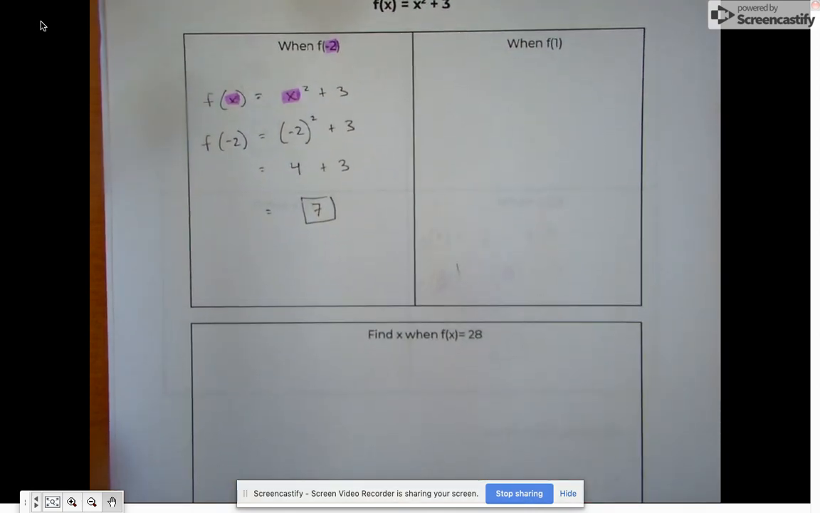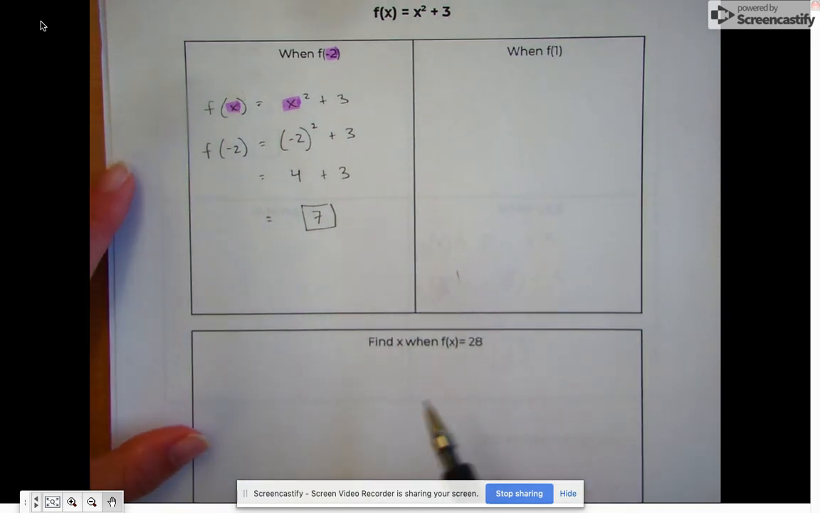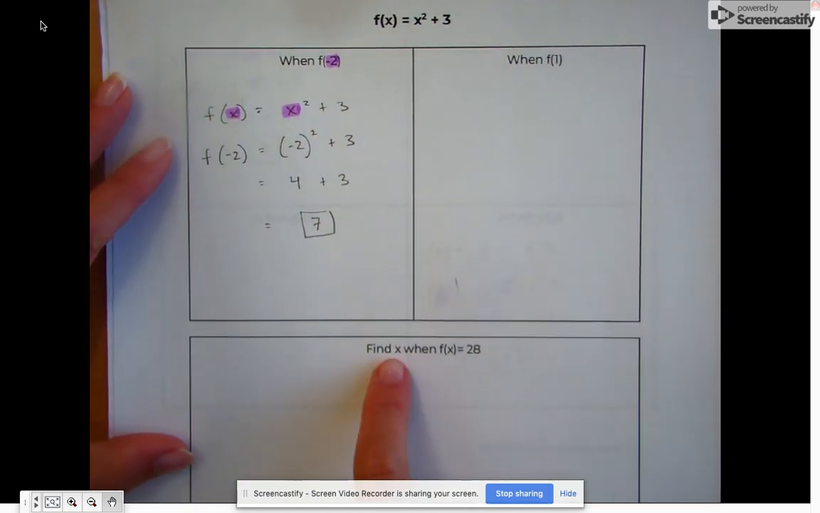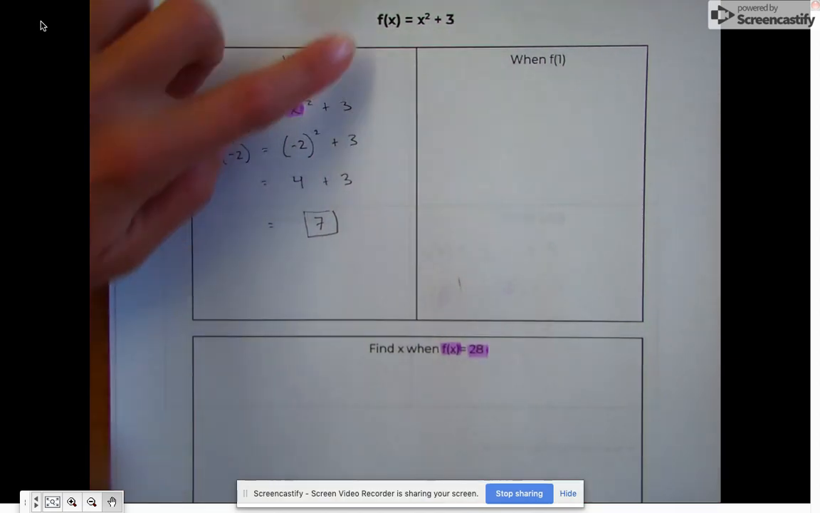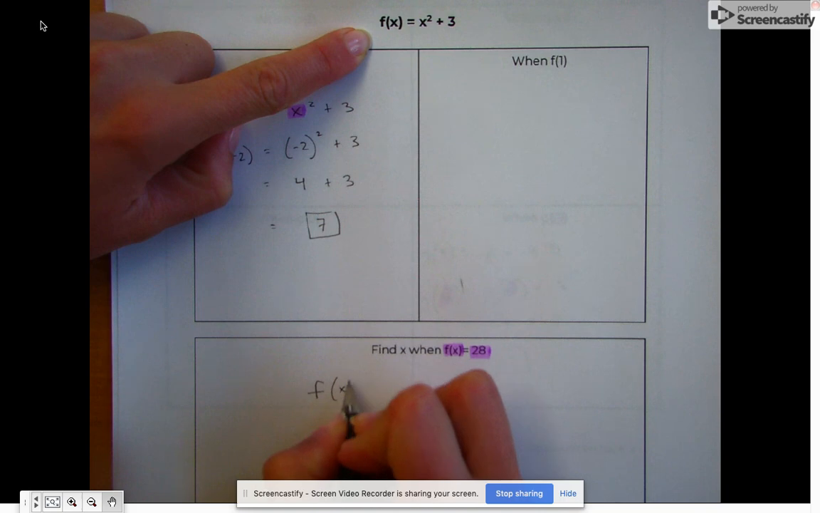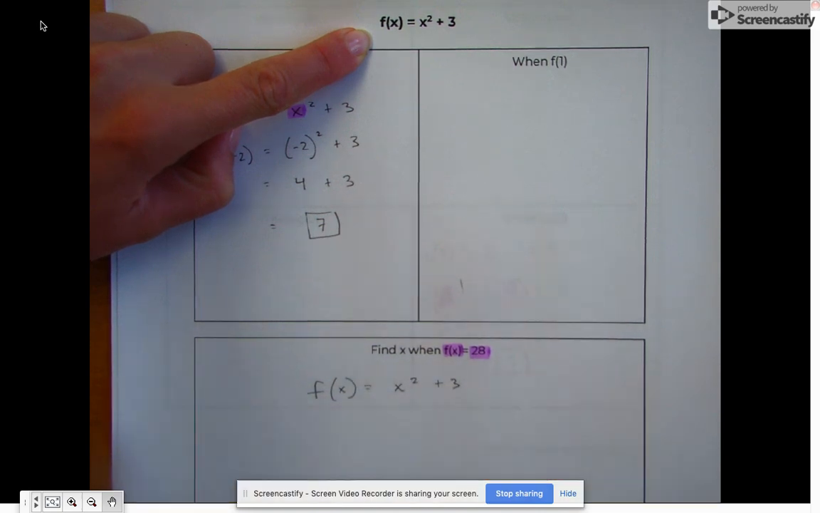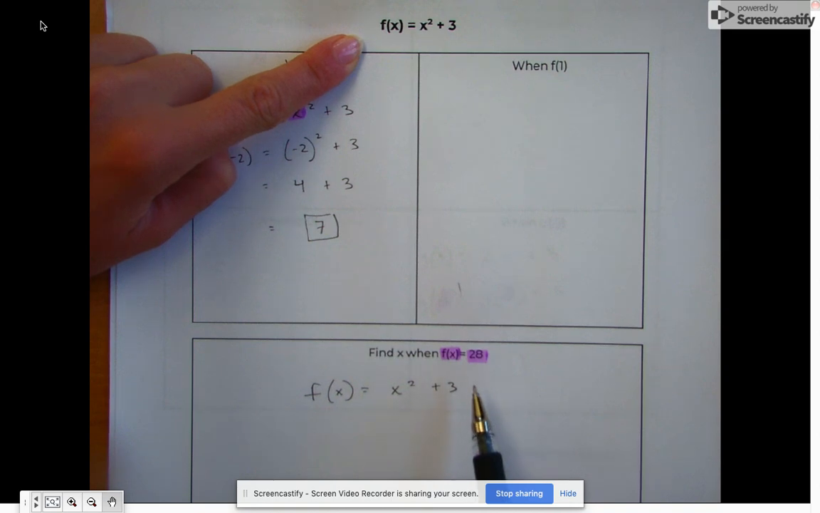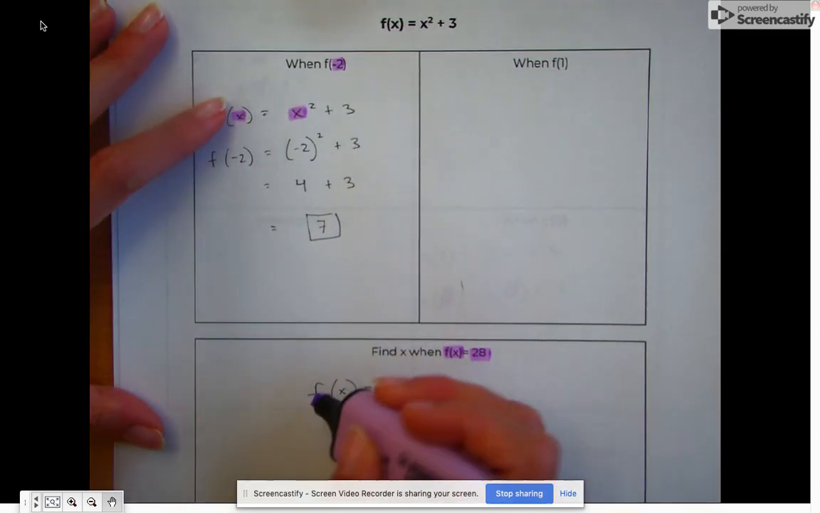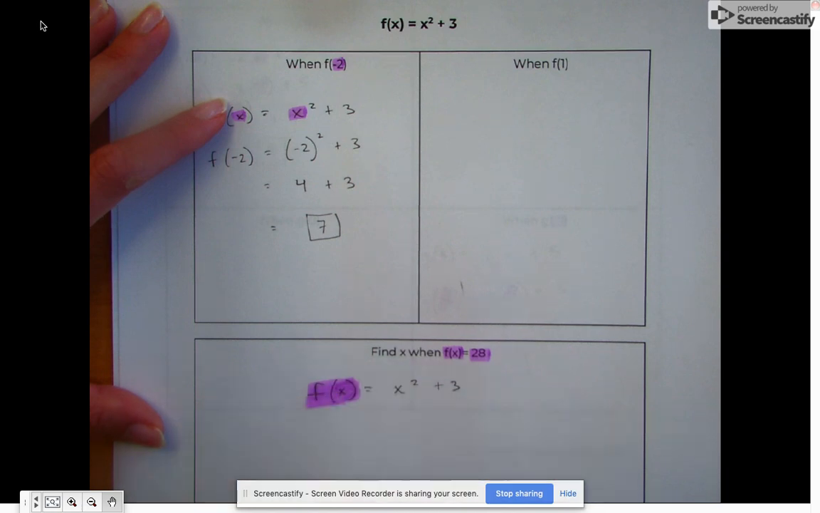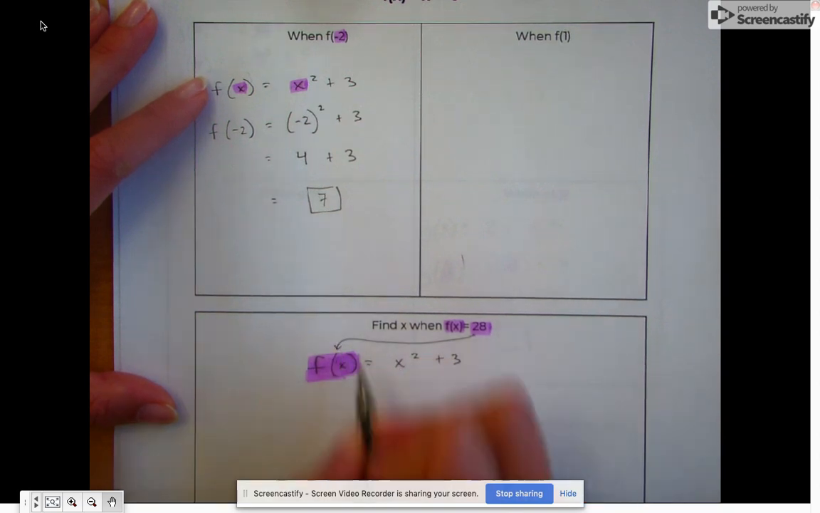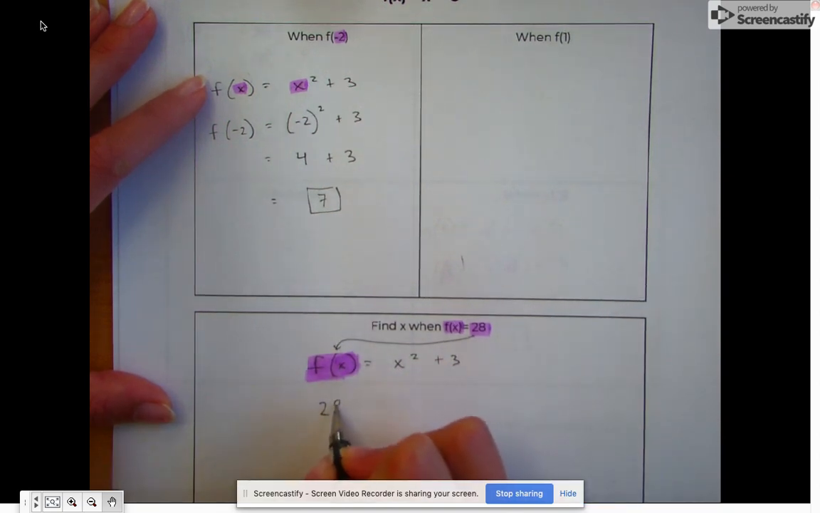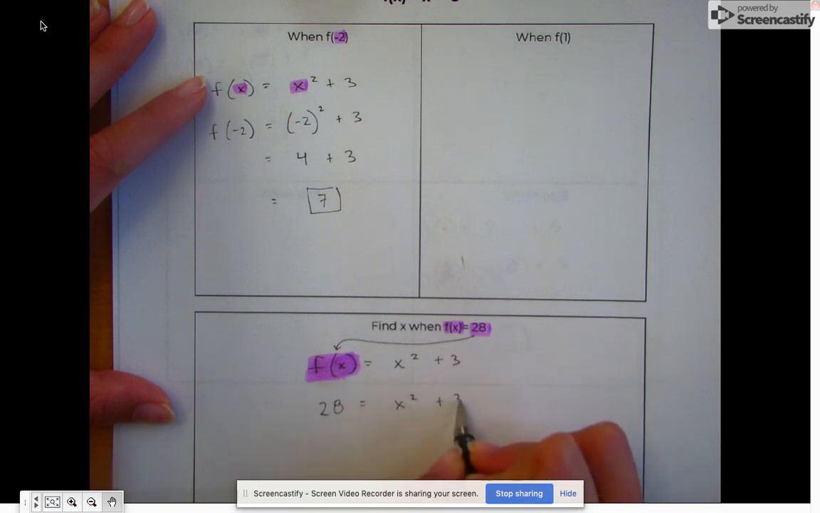Okay, this last one, we went over this a little bit, I think 2 weeks ago, but let's do it again. This one's a little different. It says find x when f of x equals 28. So the whole f of x is going to be equal to 28. First thing I'm going to do is just copy down my equation. f of x equals x squared plus 3. Now, instead of plugging in for x, I'm going to plug in for f of x. So meaning this whole f of x is going to be replaced with 28. So the 28 is actually going to get plugged into the left side of the equation. So we end up with 28 equals x squared plus 3.